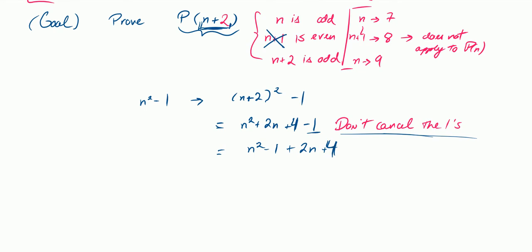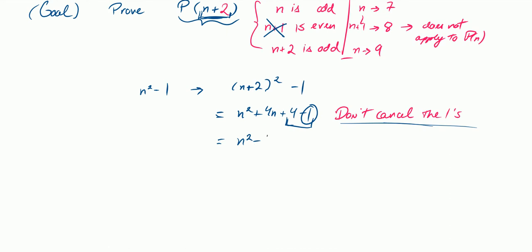Okay. And so what I have here now is n squared minus 1, which I know is divisible by, oh, but this changes everything. Yeah, my bad. This is all not right. So this should be n squared plus 4n plus 4 minus 1. Okay, now this looks right. So don't cancel your ones over here. Now I'm going to rearrange. I'm going to say n squared minus 1 plus 4n plus 4. So this is my inductive step.